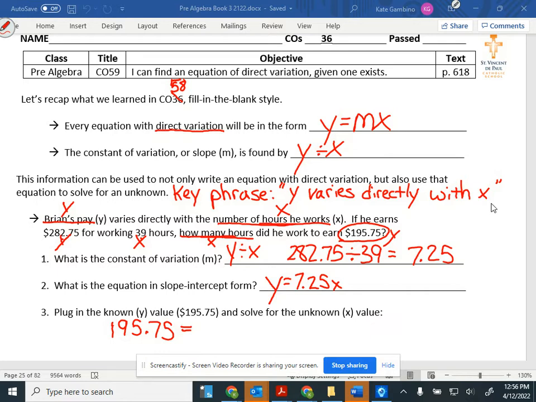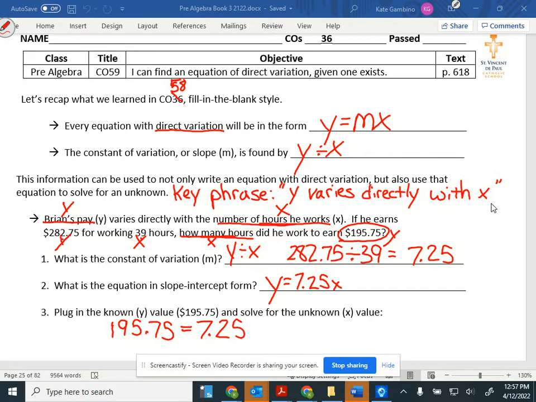Okay, so you see how we changed our X and our Y? They gave us the information so we could find our slope. Now we're going to plug in new X and Y. But we know the slope, so we can plug that in for the M. So what's our slope, Sam? 7.25.